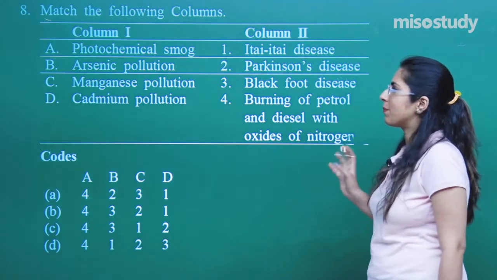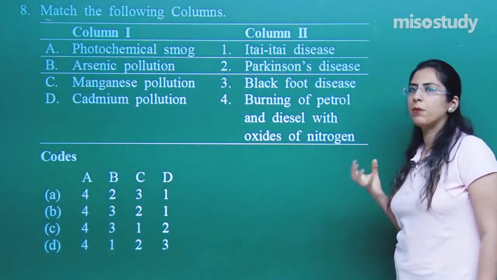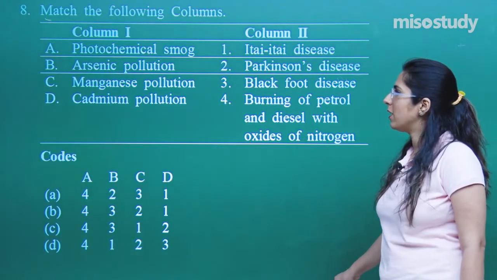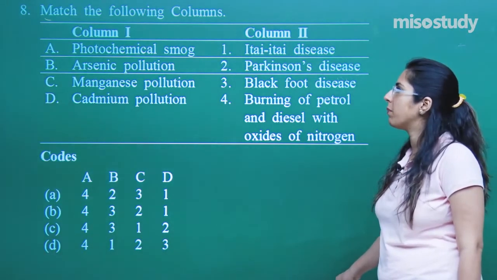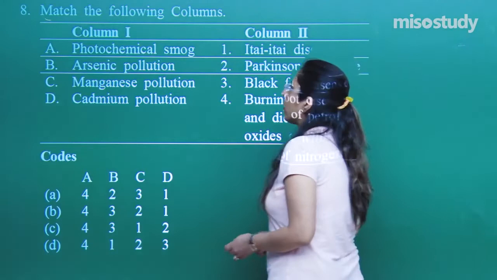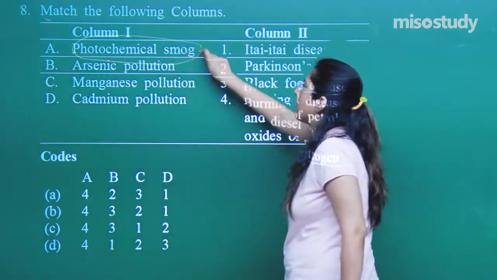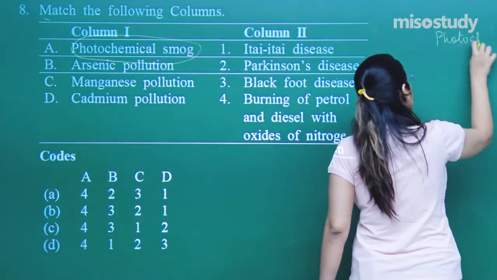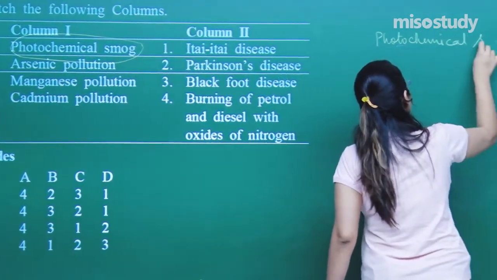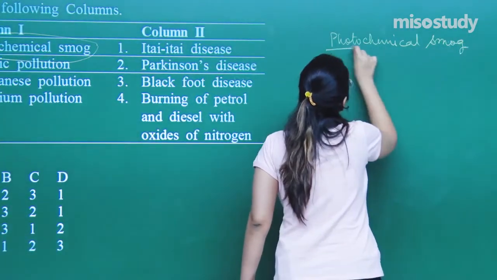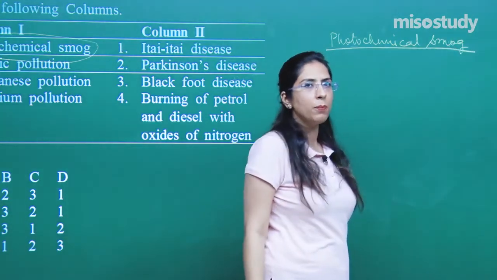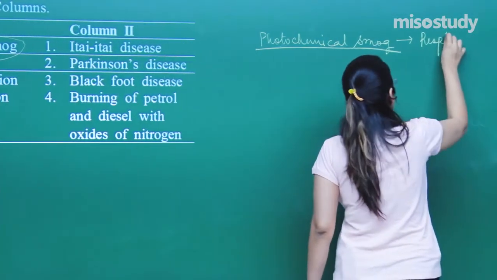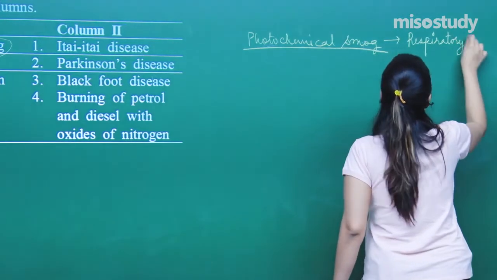This question is quite typical, and it is also related to some of the metals and their pollutions, and the different diseases which are caused by those elements. First, it is written over here, photochemical smog. Photochemical smog is a smog which is formed in the environment. It is a major problem that we are facing today, and this causes respiratory disorders.